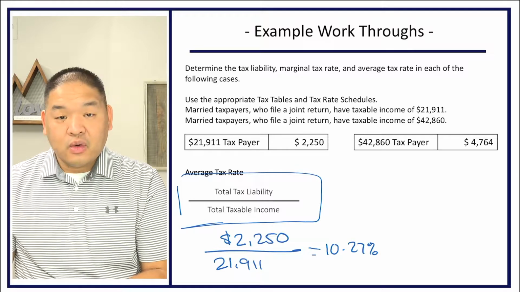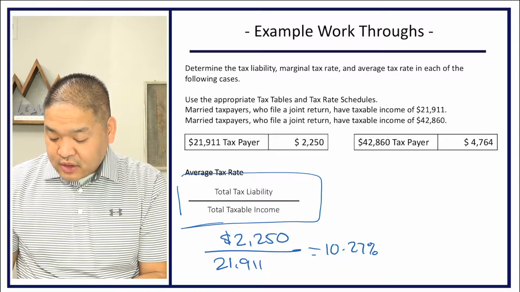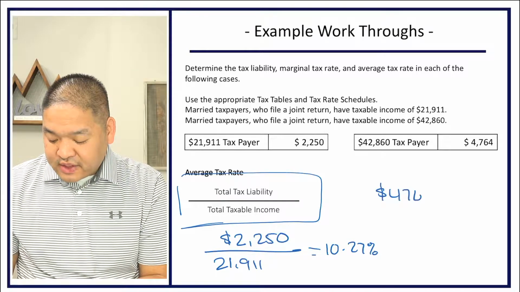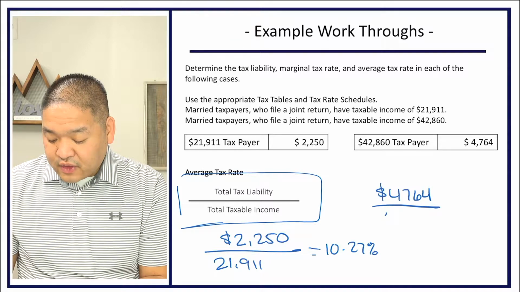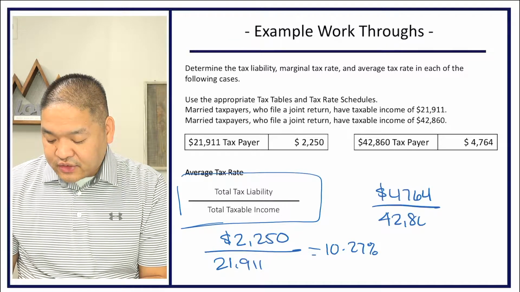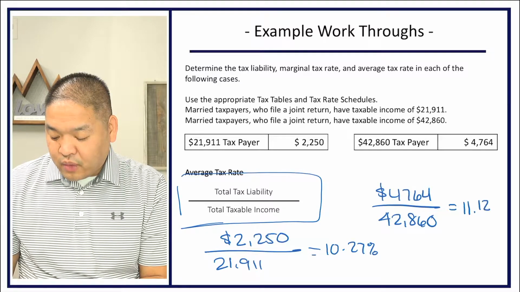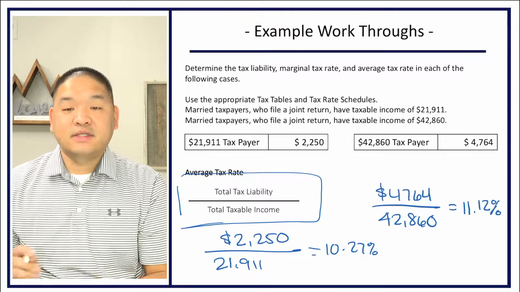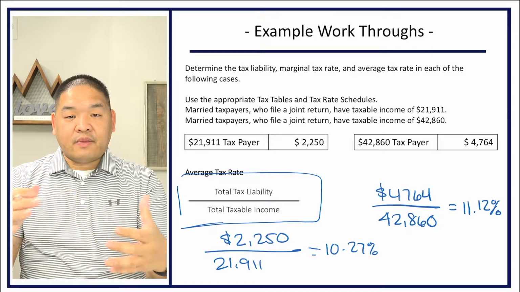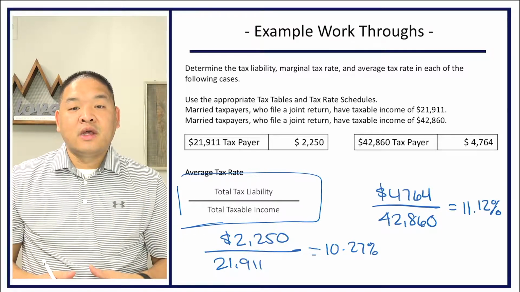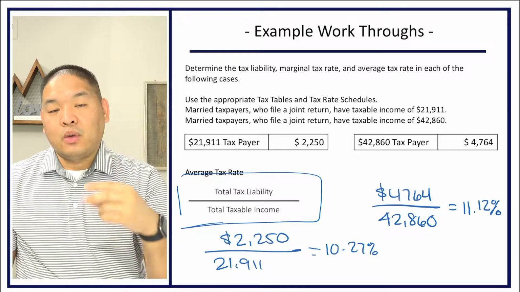Now, if we go over to our $42,860 taxpayer, we're going to do the same calculation here. We're going to put $4,764 over 42,860, and if you do that on your calculator, you get 11.12%.